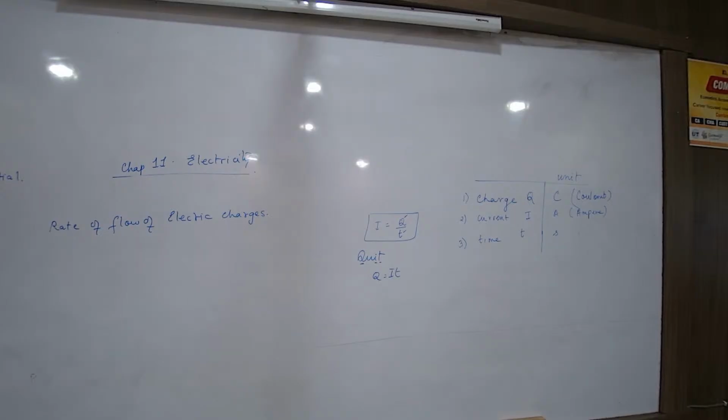If a net charge Q flows across any cross-sectional area of a conductor in time t, then the current is equal to Q by T.